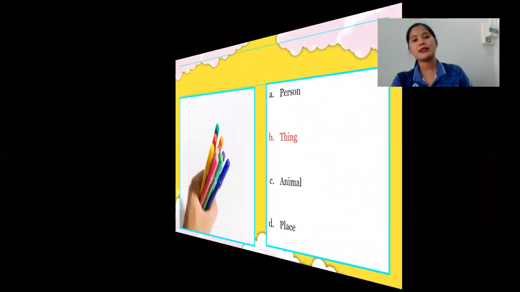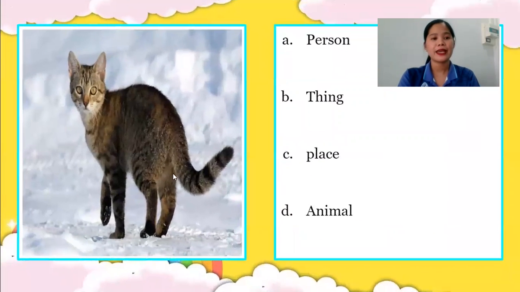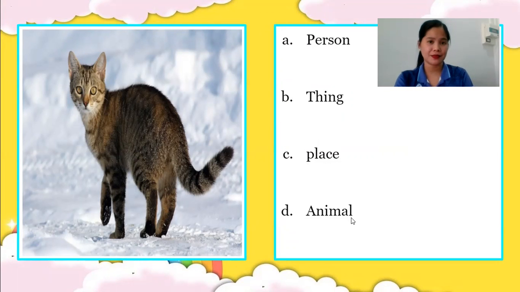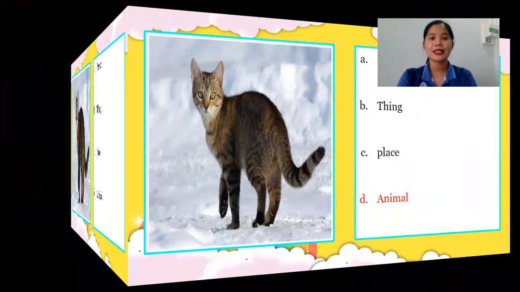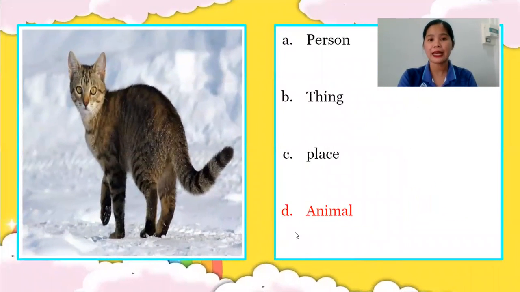All right. Next example, we have a cat. So which group or which kind of noun does it belong to? The cat. Letter A, person. B, thing. C, place. D, animal. All right, what is the correct answer? The correct answer is letter D. It's an animal. Okay, a cat belongs to animal.